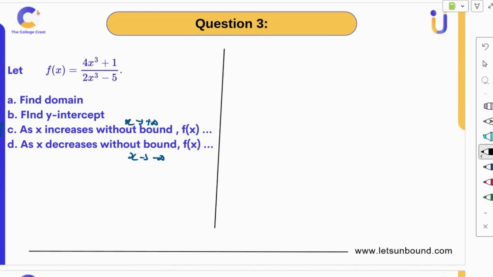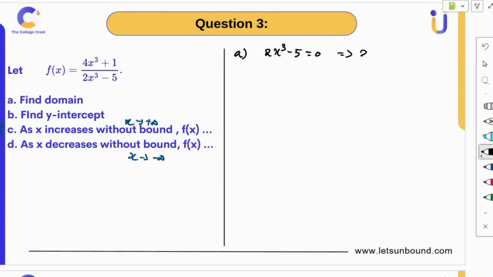Okay, coming to domain. Domain means what will you do? Set your denominator to 0, solve for x, and exclude those values from real numbers. So 2x cubed minus 5 is your denominator, right? Set it equal to 0. 2x cubed is 5. x cubed is 5 by 2. And your x is going to be, don't put plus or minus, only a square will have that. So for a cube, just the cube root of 5 by 2. So this value I need to exclude.